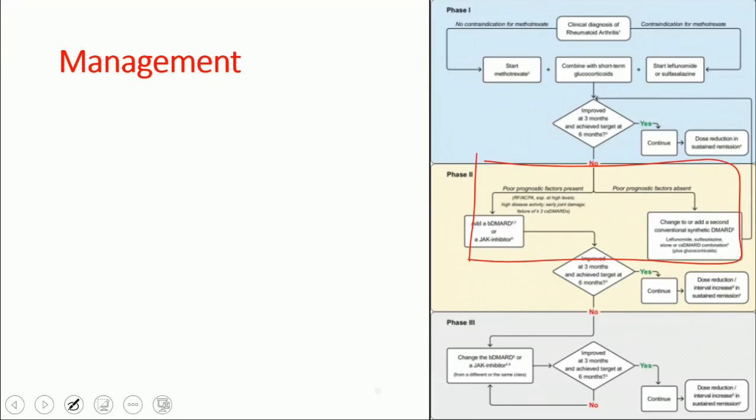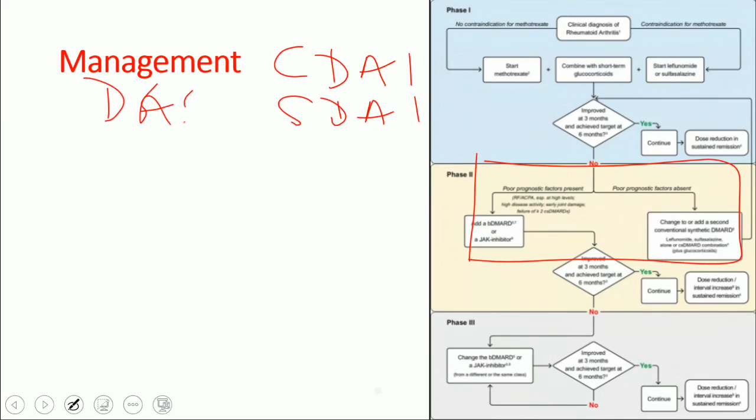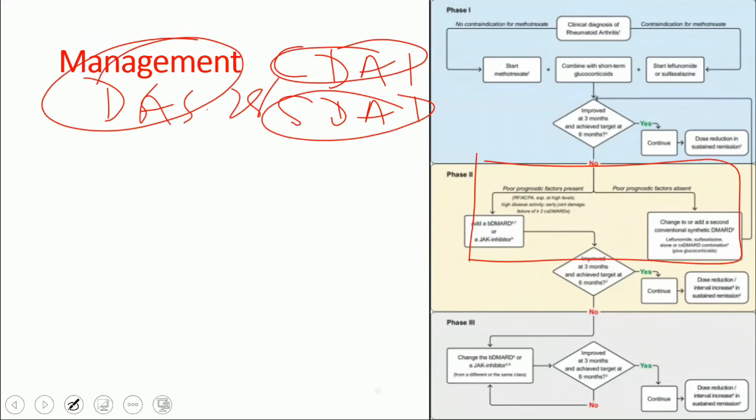If the disease activity is very high, there are indexes for disease activity. I'll write them on the side. One is called CDAI, another is called SDAI, and the other one is called DAS28. If they have very high disease activity on these scoring systems like CDAI, SDAI, DAS28, that is a poor prognostic factor. And of course, if they have joint damage, these are all poor prognostic factors. So if they are poor prognostic factors, you will have to add in a biologic.